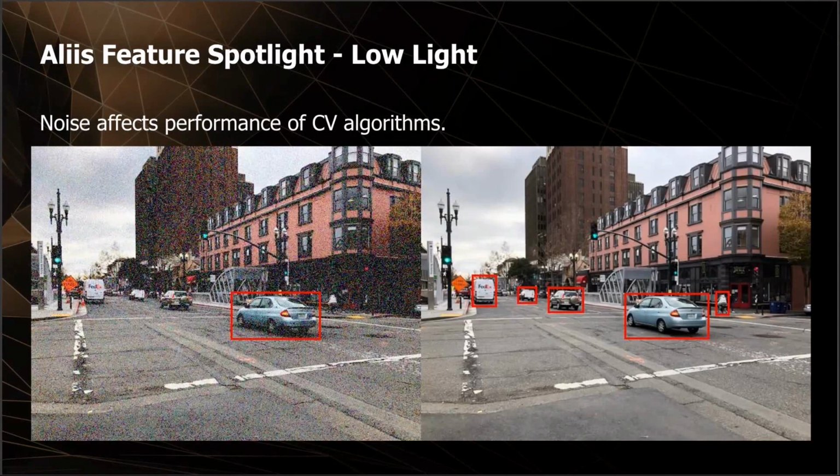To drive that point home, say you have a roadside camera detecting cars. Now the shutter speed needs to be quick, otherwise the cars will all be blurry. But that means we don't have a lot of light to work with, which leads to noise, and noise affects the performance of computer vision algorithms. If this noise was removed using ALIIS Lowlight, the AI here will have a much easier time making the correct classification for the task at hand.